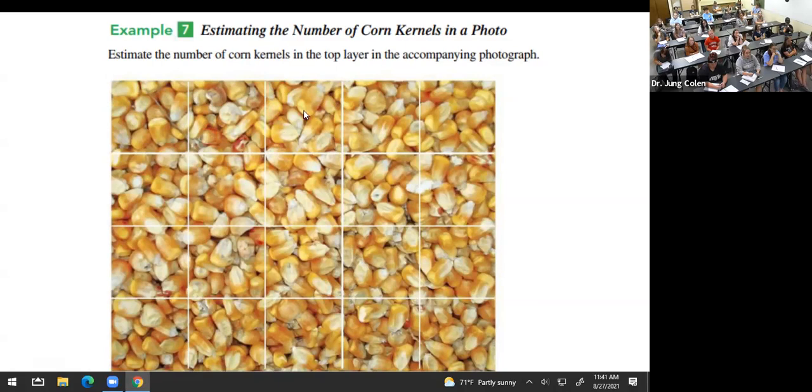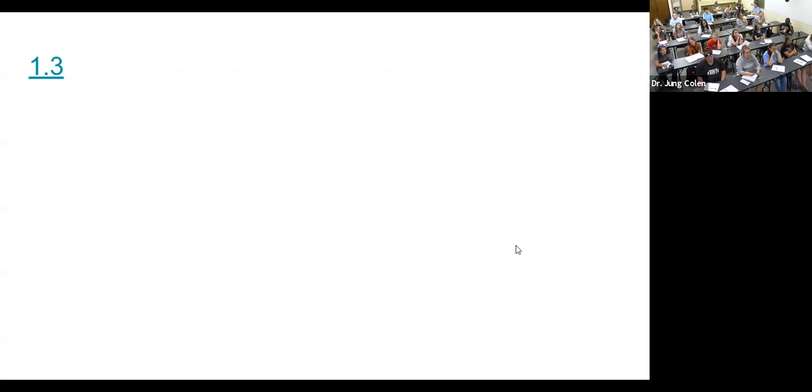This is even hard to read, but we can see about 1, 2, 3, 4, about 20. Yeah, I say about 20, and I have 20 squares. So there are about 400 corn kernels, maybe more. But about, it's not exact, it's okay, right? Okay. So that was another example.